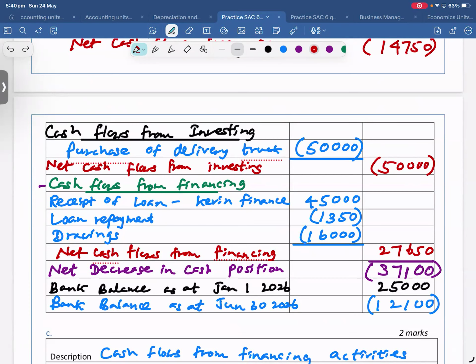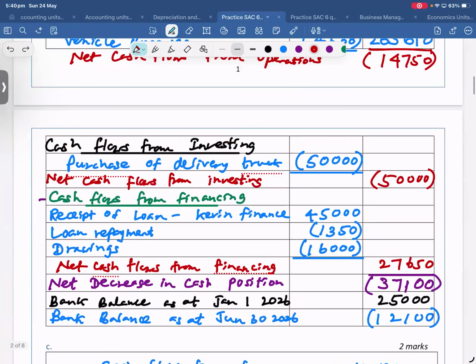Right, cash flows from financing. What is it, guys? Cash flows from financing, how do you define it? Transactions that change the financial structure. Yes, the cash flows that result in a change in the financial structure. Example.